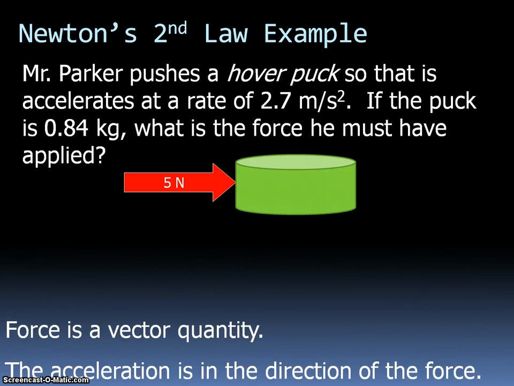We need to look at the fact that force is a vector quantity. Because it's a vector quantity, it has magnitude and direction, and it is well represented by an arrow. Just like we represented velocities with an arrow before, we can represent force with an arrow. And the acceleration is always in the direction of the force. So if I'm applying a force to the right, then the puck is going to accelerate to the right.